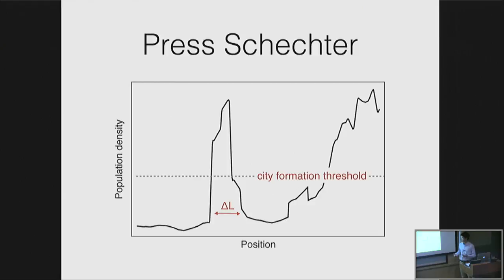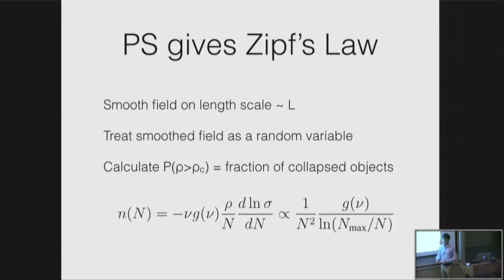We imagine that there's some population density as a function of position, and once the population density exceeds a certain threshold, then that's what we call a city. So in this way, galaxies are analogous to cities in the conventional sense, and we can apply the Press-Schechter formalism to predict the number function of cities. And when we do that, we recover exactly Zipf's law, given the power spectrum that I mentioned.